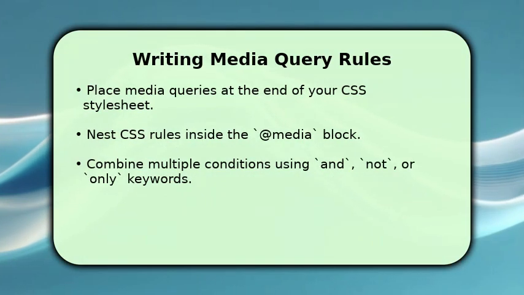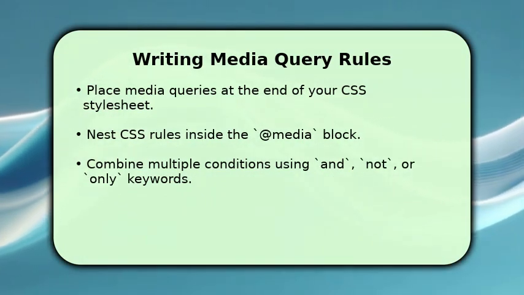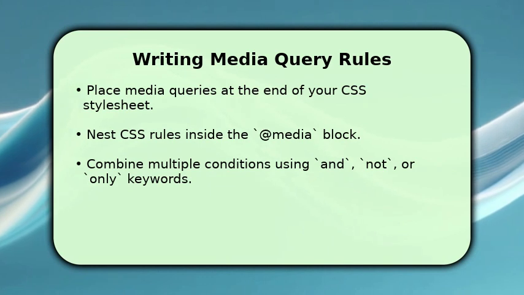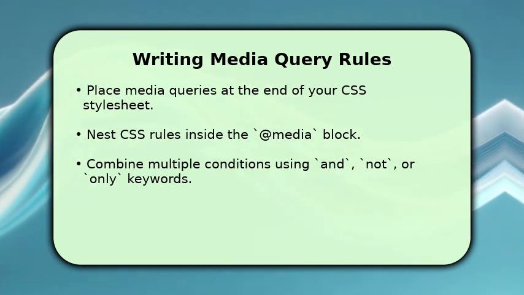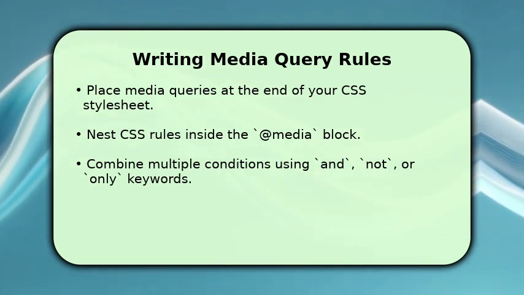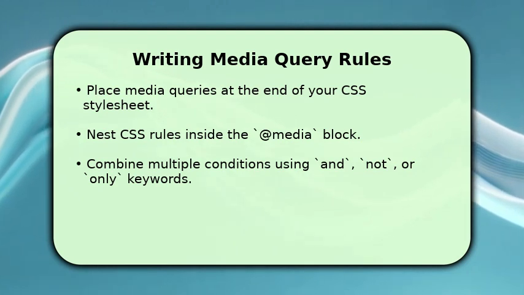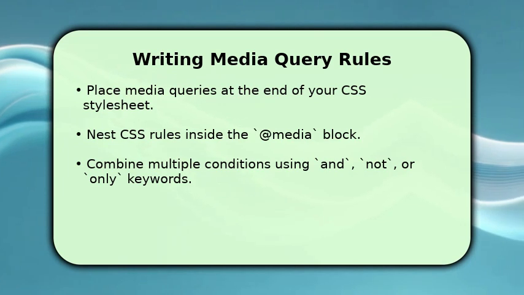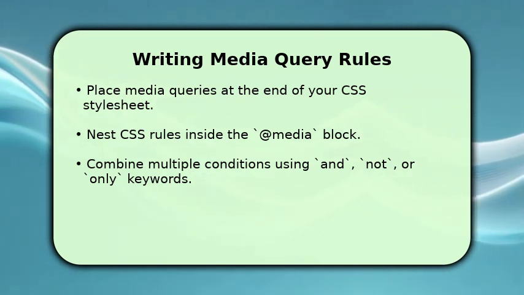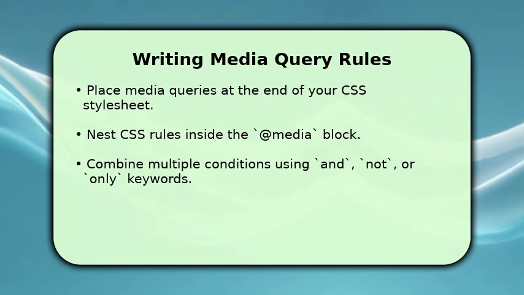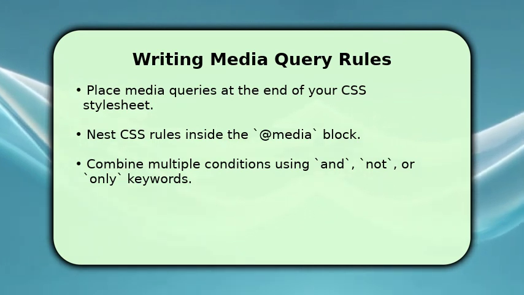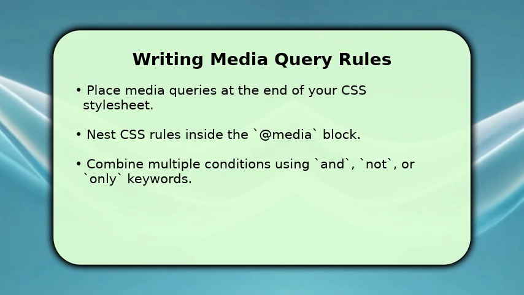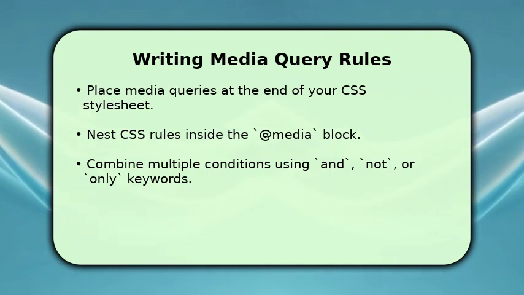To implement media queries effectively, it's a good practice to place them towards the end of your main CSS file. Inside the app media block, you'll nest the specific CSS rules that should apply when the conditions are met. You can also combine multiple conditions using logical operators like and, not, or only to create more precise targeting. For instance, for screens between 768 and 1024 pixels wide.